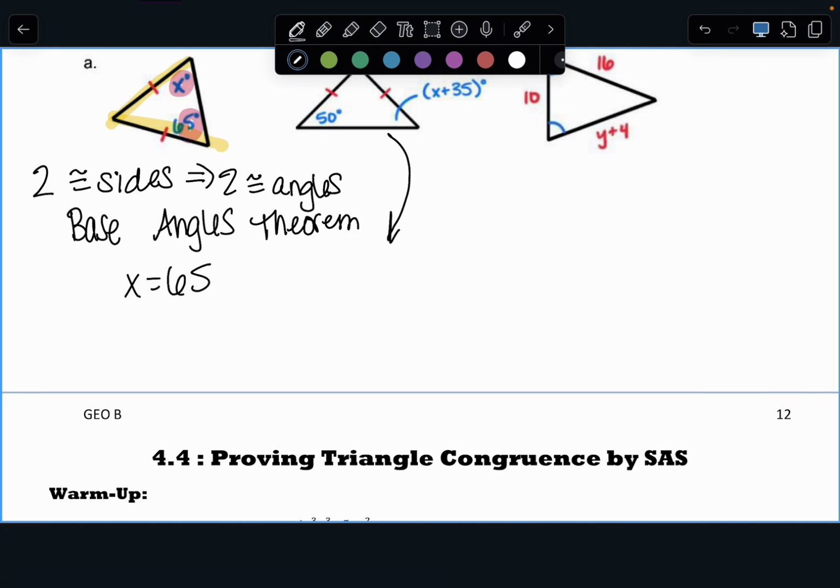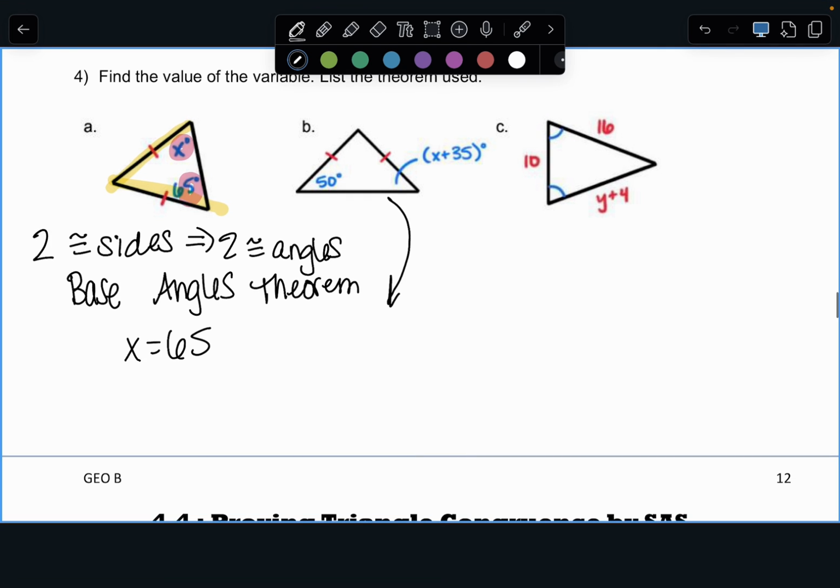The next one, again, what do those red marks show me or tell me? Congruent sides. So we have 2 congruent sides, which means we have 2 congruent angles, which are these 2. The reason we can do that is, again, we went from sides to angles with only 2. That's our base angles theorem. So by the base angles theorem, what should I do with those 2 pink angle measures? Set them equal. 50 is equal to x plus 35, so x is equal to 15. Very good.